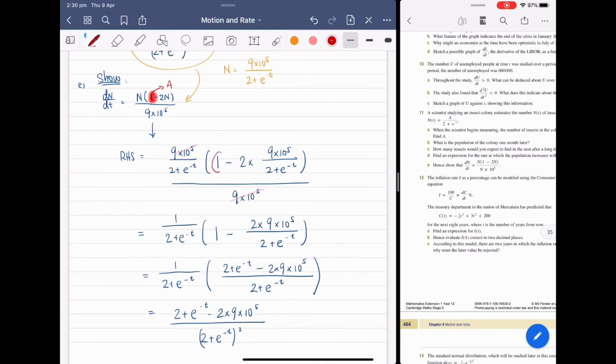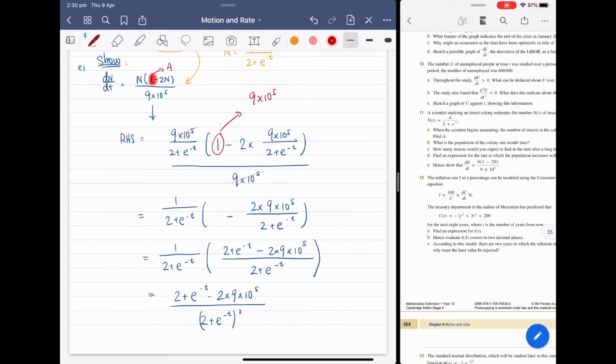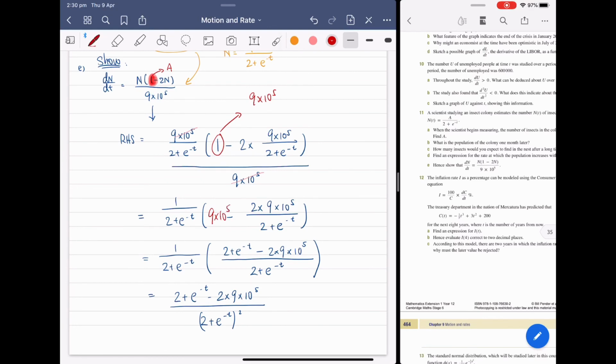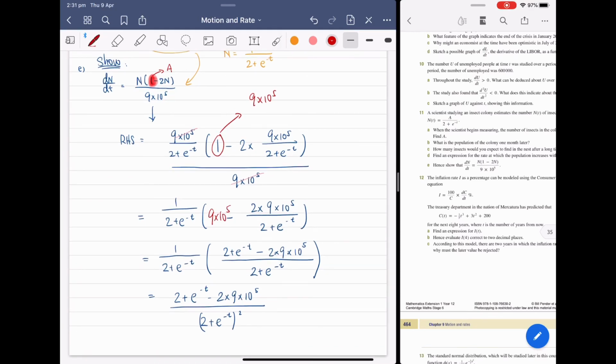So now all I have to do here is simply replace the 1 by 9 times 10 to the power 5. And then we can just remove that one here. That's 9 times 10 to the power 5. And then everything should work now. So that's where the mistake is. And this is really annoying because the textbook made a mistake. The actual question is not even correct, and that's why I couldn't do it in the first place.